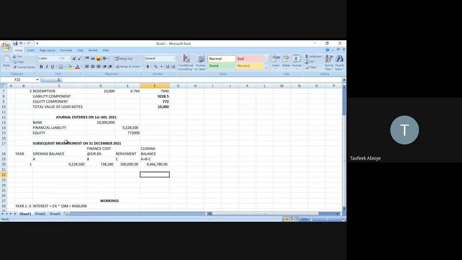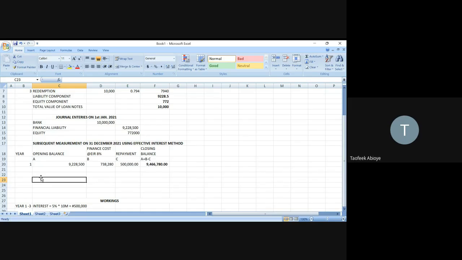So this method is the subsequent measurement. It is called the effective interest rate method. It is the subsequent measurement of financial assets or financial liability. So at the end of the financial year, this is our balance of financial liability.